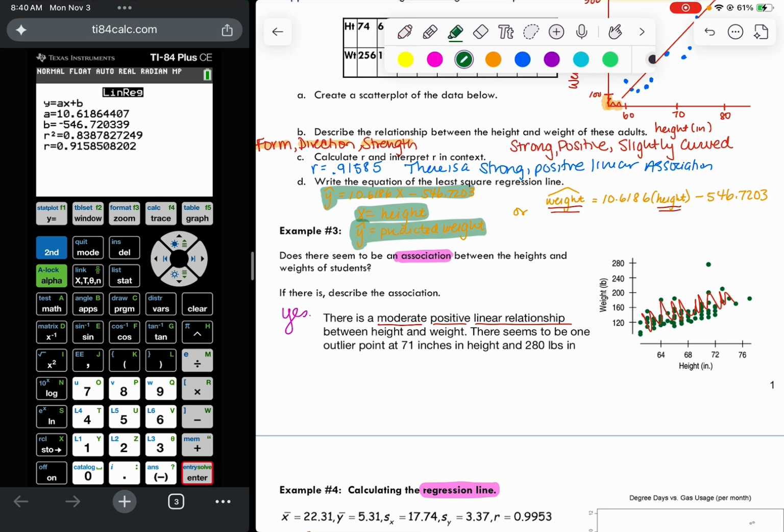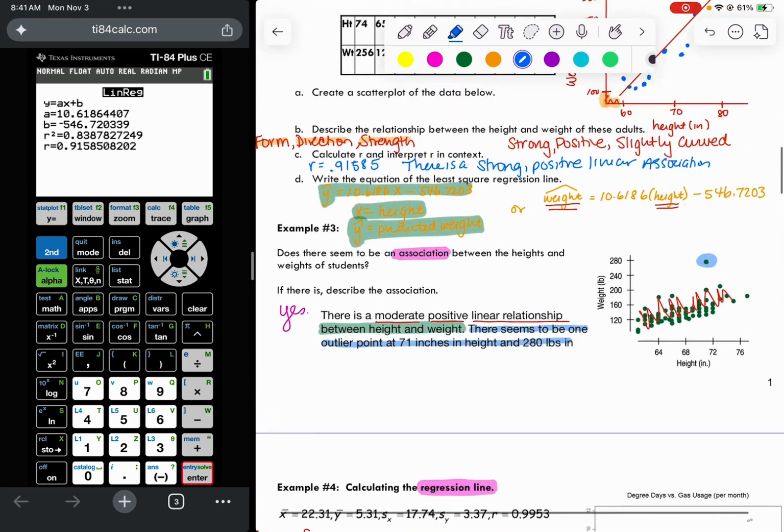And then once you see this word here, this is where you start including your context seen between height and weight. Don't forget though, just like regular data sets, there could also be outliers. This point here does seem to be an outlier. So there seems to be one outlier, and I record the point there for purposes of describing where the outlier is, okay? So big thing here, form, direction, strength when they ask you for association, and don't forget your context. So notice just by adding between height and weight, that does fine for the context, and then I include a description of an outlier.